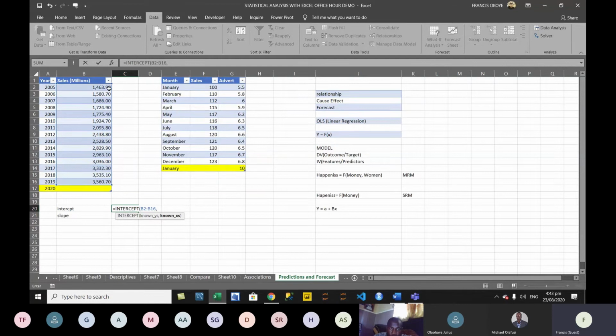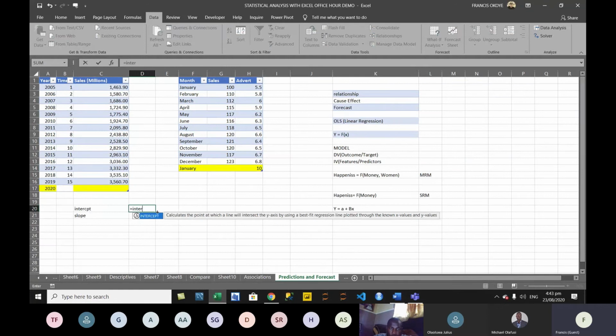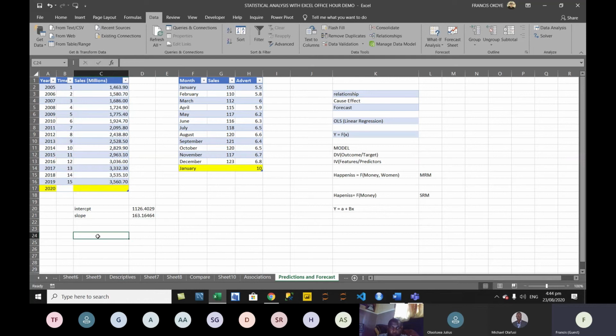When you are trying to estimate a variable over time, just create a new variable called time. So I create one, two, three, to whatever. That's how I create my time. So in my intercept function, I have my known y, this is my y, and what's my x? This is my x. Then I have my intercept. What's my slope? I also have a function called slope. This is my y, and this is my x. At the end of the day, we come out with our model that sales equals my intercept.